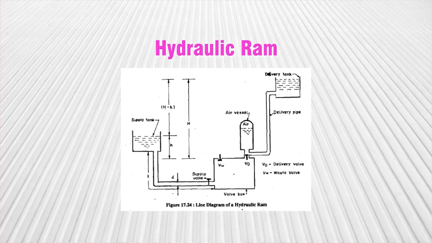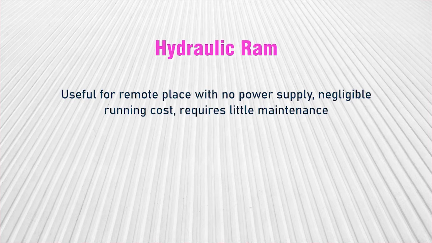We can see that the water from supply tank will enter into the valve box, air vessel will release air into it, and from there part of the pressure generated into the system will be used to lift the water to the delivery tank. The hydraulic ram are very useful for remote places where power supply is not available or dedicated power supply or continuous power supply is not available.